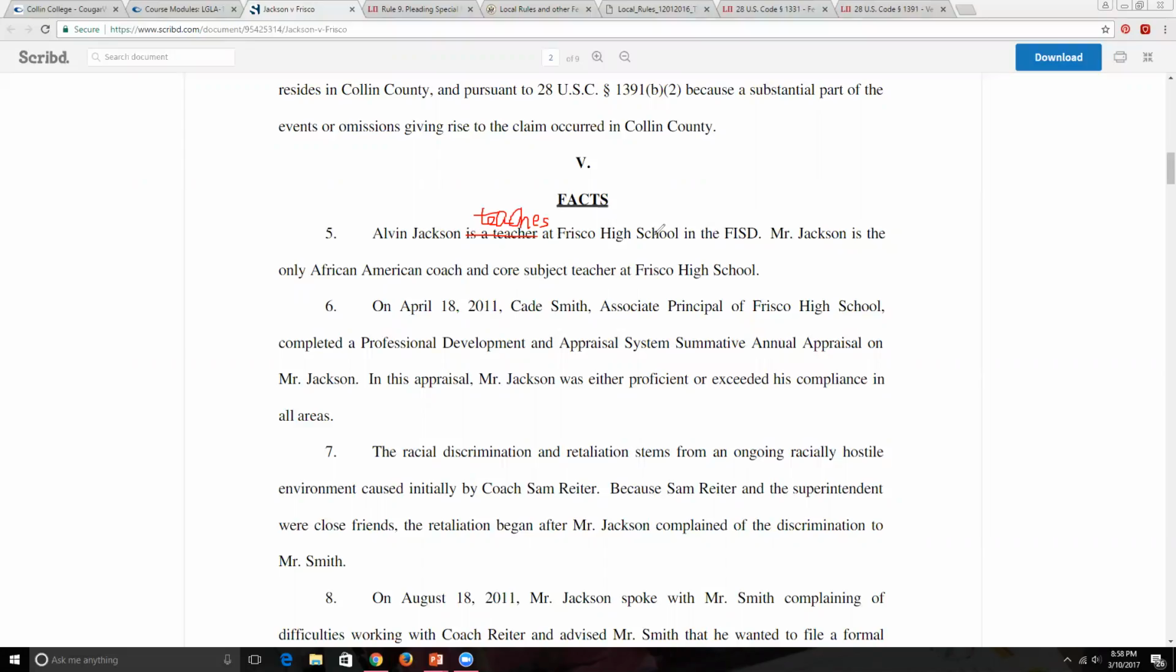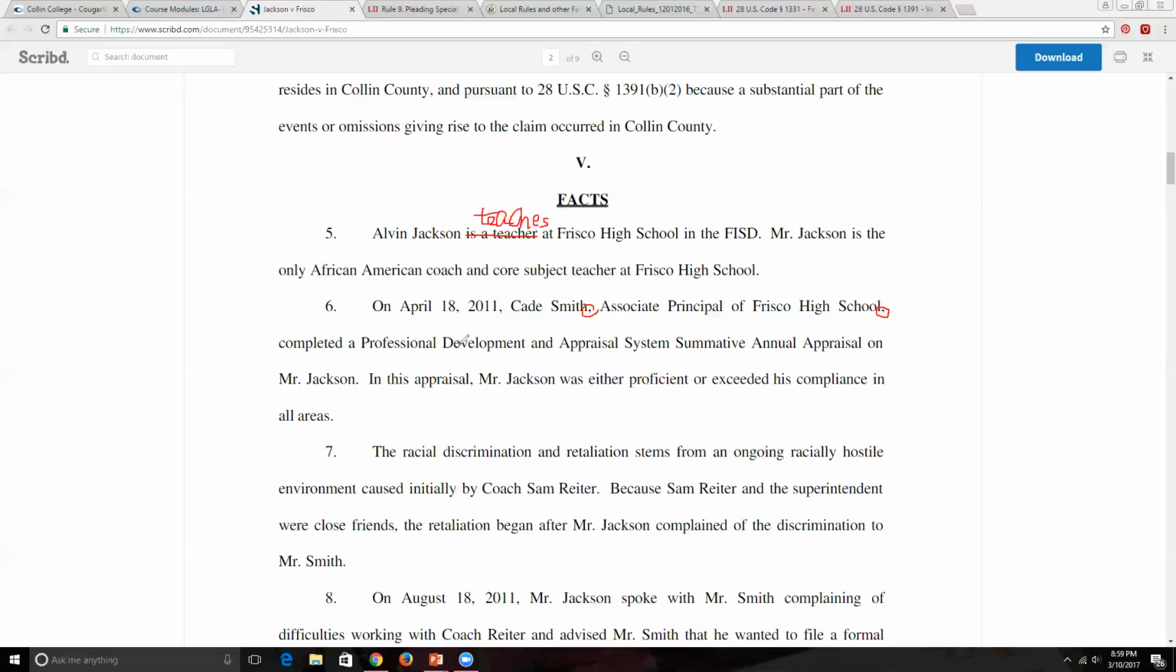Each one of the sentences is long. If they're in active voice, they're communicating important information. It wouldn't have been unusual if we had already defined Mr. Jackson earlier, but we didn't. On April 18, 2011, again we have the month, the date, comma, year, comma, Kate Smith, Associate Principal at Frisco High School. So again, we have the comma because we're giving a parenthetical about Mr. Smith. Well, let's learn some more stuff about him. Oh yeah, he's the Associate Principal at Frisco High School.